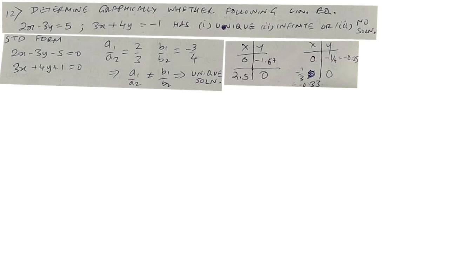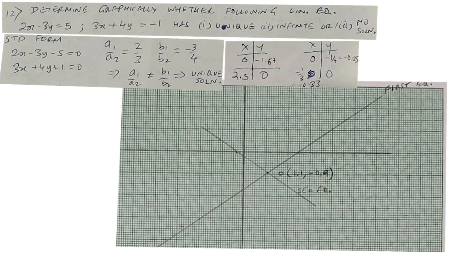Similarly, for the second equation, if you put x equal to 0, you will get y equal to minus 1 by 4, that is minus 0.25. If you put y equal to 0, then you will get x equal to minus 1 by 3, that is minus 0.33. So the 2 points are 0 comma minus 0.25 and minus 0.33 comma 0. So the two lines have been plotted here.